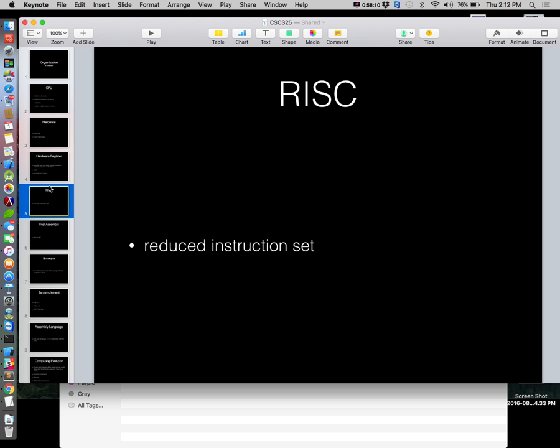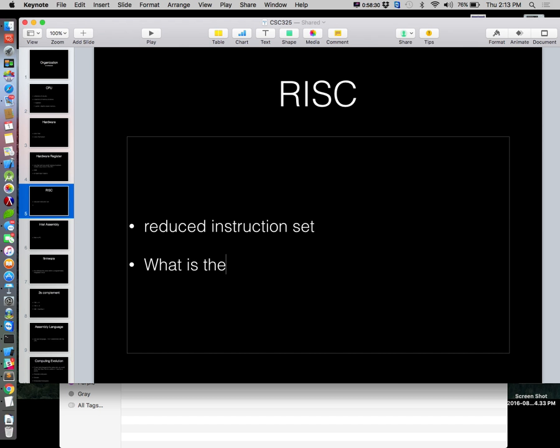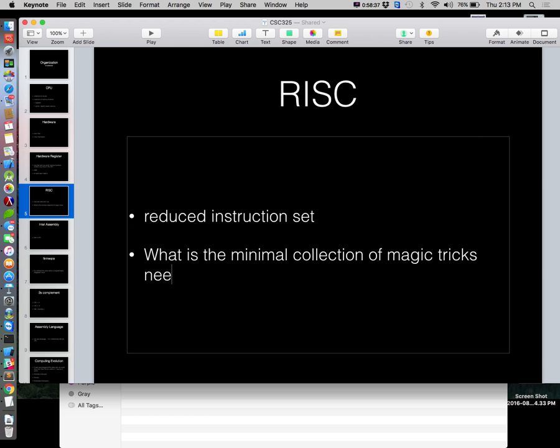The hope is he has all the tools that he'll need to solve all problems, but what is that minimal? So what a reduced instruction set was going for is what is the minimal collection of tools that are needed to solve general computer problems? If we were going to throw that out here, what is the minimal collection of, I'm going to use my phrase, magic tricks, needed to solve, well, let's call it general computer problems?